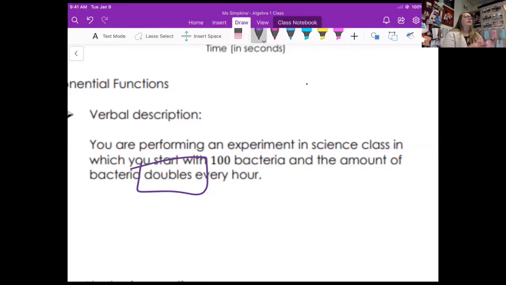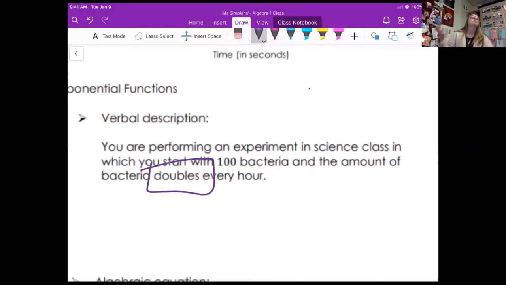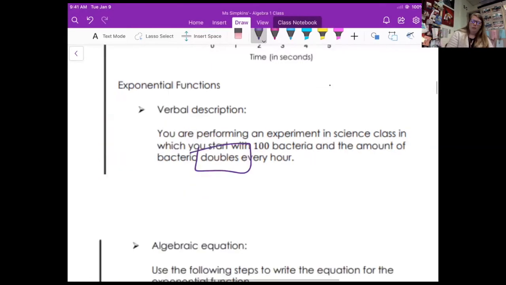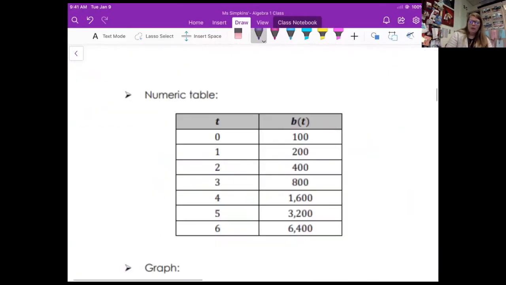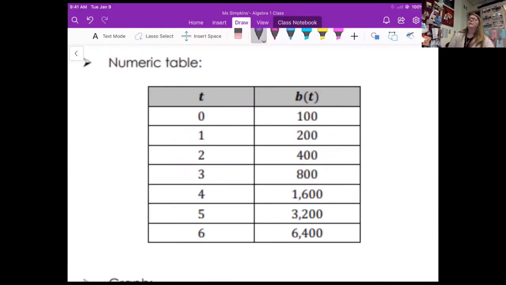So instead of just whole numbers or fractions, we're going to talk about specific percentages of increases and decreases, but that won't be till Thursday. So in this case, we're doubling every single hour. So if we look at this table, if I start with 100 bacteria and I'm doubling, after 1 hour, I'm going to have 200 bacteria. After 2 hours, I'm going to have 400 bacteria, then 800, then 1600, then 3200, then 6400, and so on.